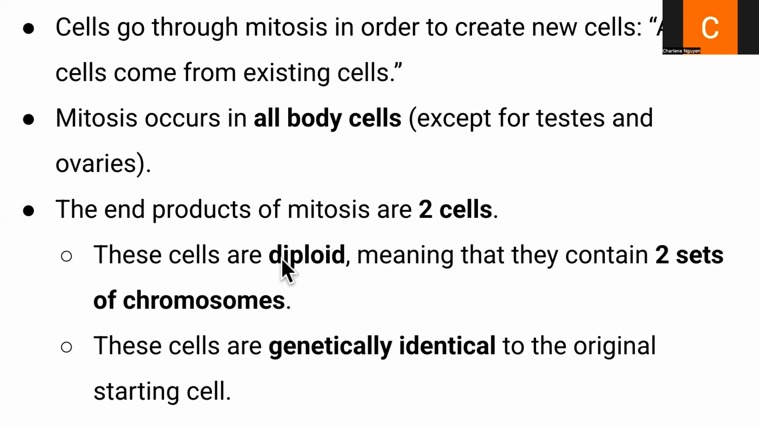So, the term diploid means that they contain two sets of chromosomes. So, they have two sets of chromosomes, one from mom, one from dad. And then also, these cells created at the end of mitosis are genetically identical to the original starting cell, which means the DNA is identical. So if you think about all your skin cells in your body, they are all genetically identical to the original skin cell that it started from before mitosis occurred.